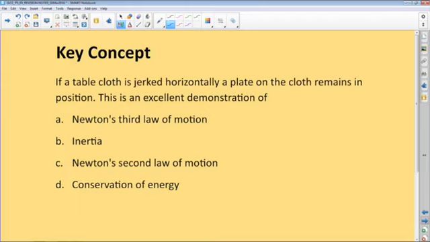I love watching this sort of thing on TV when people try and show how Newton's laws work. A tablecloth is jerked horizontally. A plate on the tablecloth remains in position. This is an excellent demonstration of A, Newton's third law of motion, B, inertia, C, Newton's second law of motion, or D, conservation of energy.